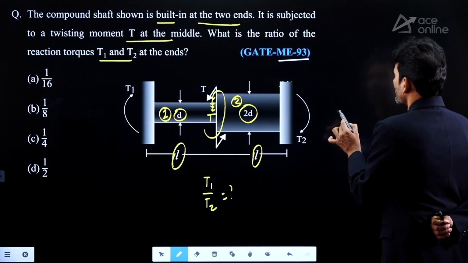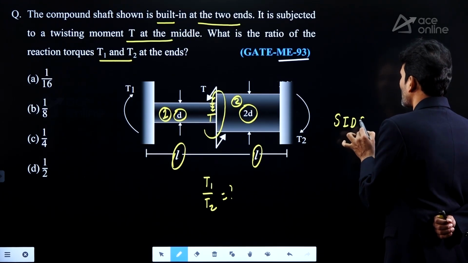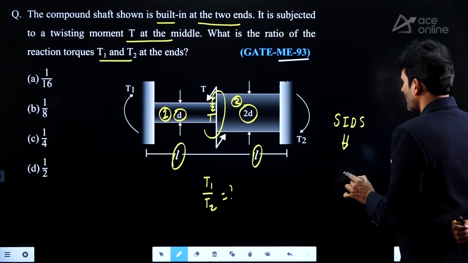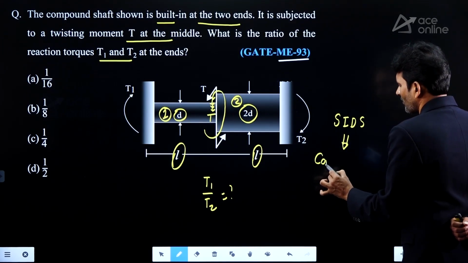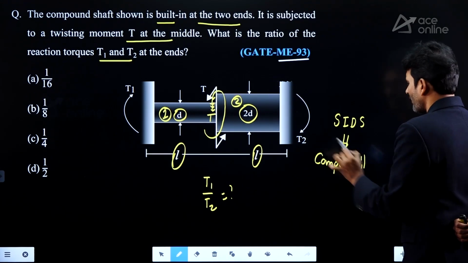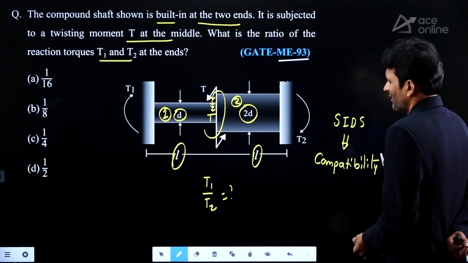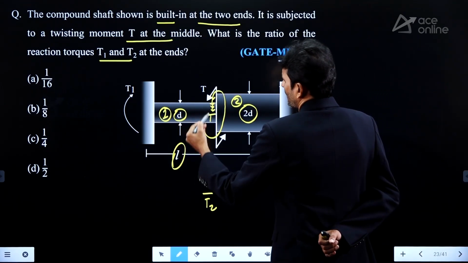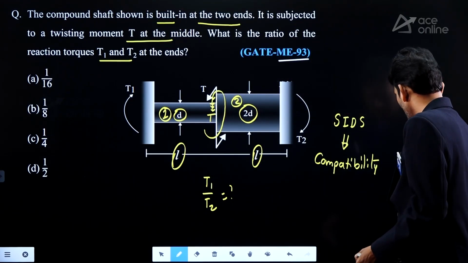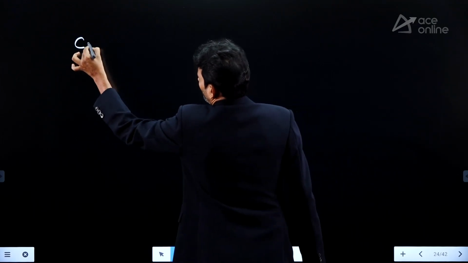First, we need to find the reaction torques, then take the ratio. But how to proceed? As we know, this comes under a statically indeterminate shaft. Statically indeterminate shafts are analyzed with the compatibility equation. What is the compatibility equation? The net angle of twist is going to be 0. That is, the angle of twist in the first part should be equal to the angle of twist in the second part. That is nothing but compatibility. Now I am using that compatibility.